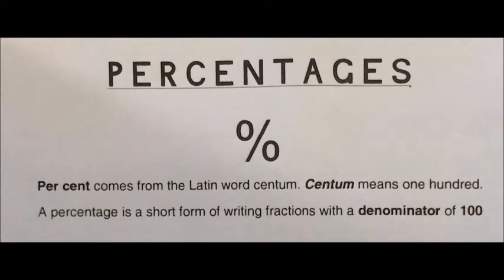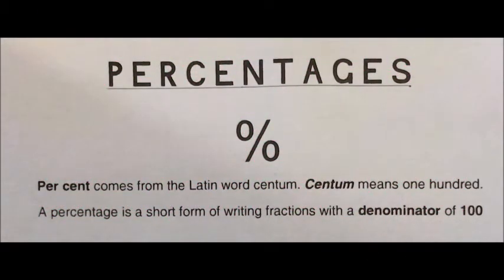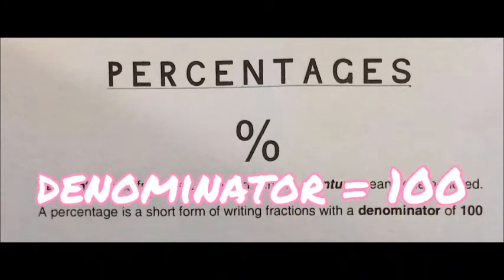Now where does this word come from? Percent comes from the Latin word centum, and centum means 100. So when we work with percentages, we always have to work with 100. A percentage is a short form of writing fractions with a denominator of 100. So if we want to write any number as a percentage, we need to write it with a denominator of 100. So if we work with fifths or quarters or halves, we need to change the denominator to 100.